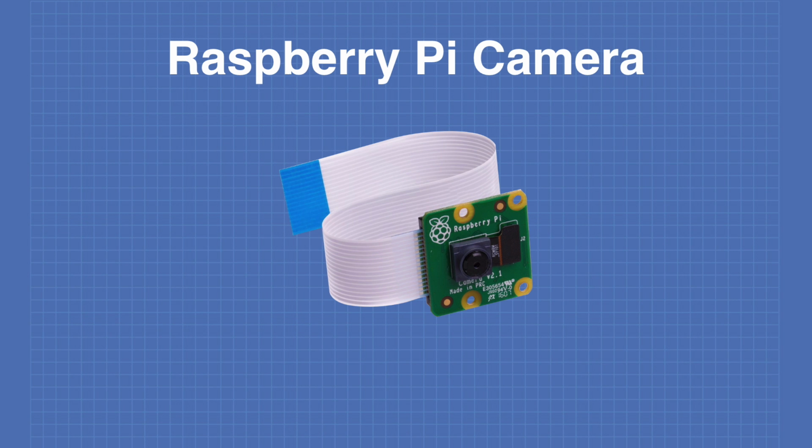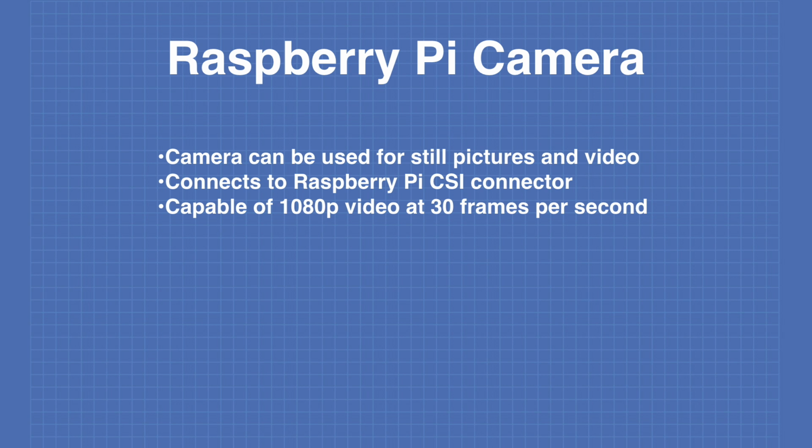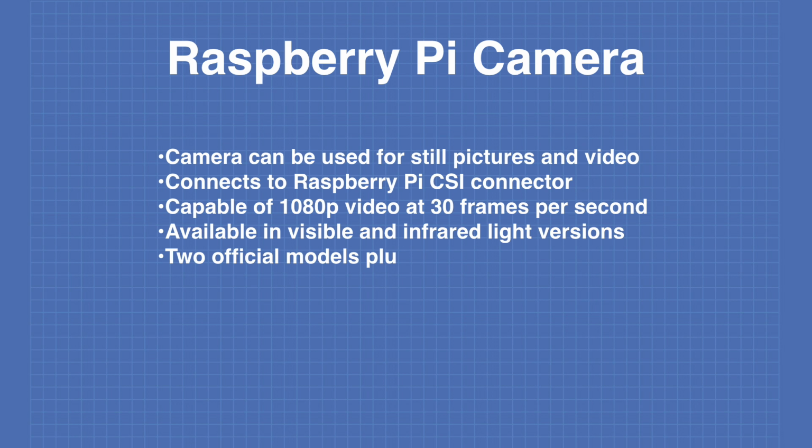So let's take a look at the Raspberry Pi camera. The Raspberry Pi camera can be used for still pictures and for video. The camera connects to the Raspberry Pi using a CSI connector. The camera is capable of 1080p video at 30 frames per second. It's available in visible and infrared light versions. There are 2 official models of the camera, plus several clones.